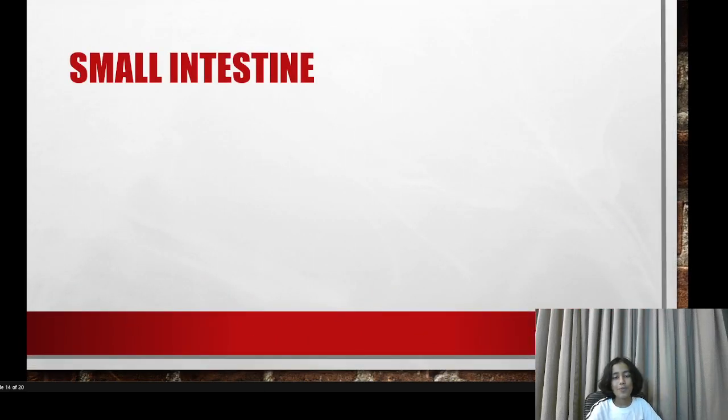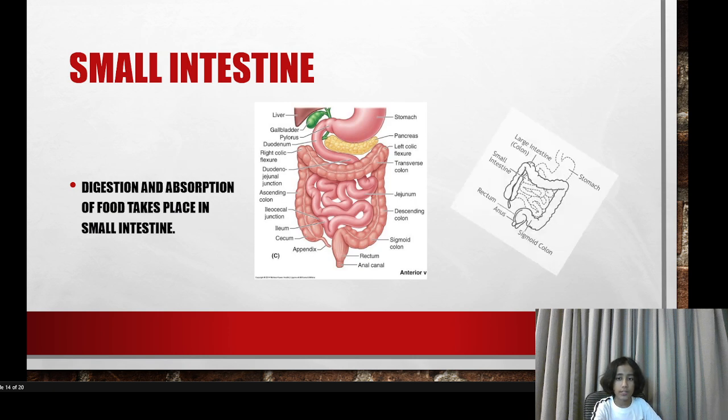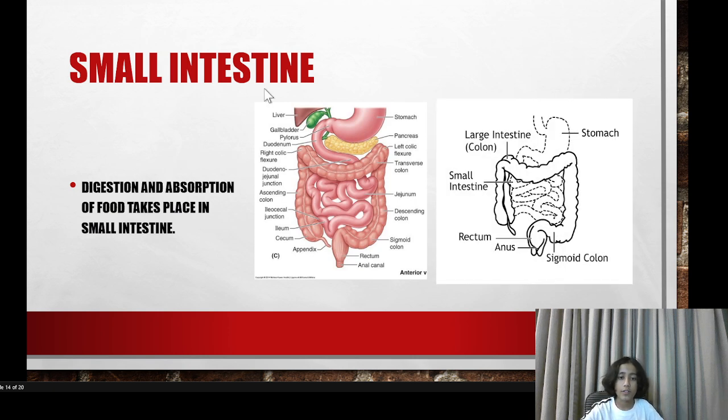Small intestine. The small intestine is a highly coiled tube about 7.5 meters long. It is used for the absorption. Digestion and absorption of food takes place in the small intestine. So as you can see, the stomach opens into the small intestine. So this is the small intestine. As you can see, it's really highly coiled.